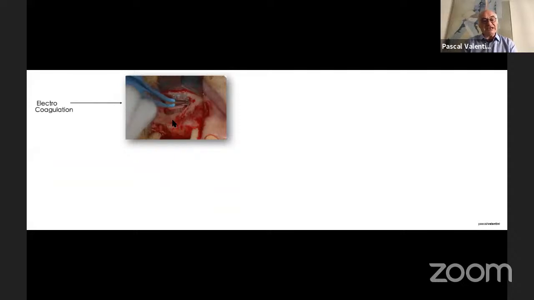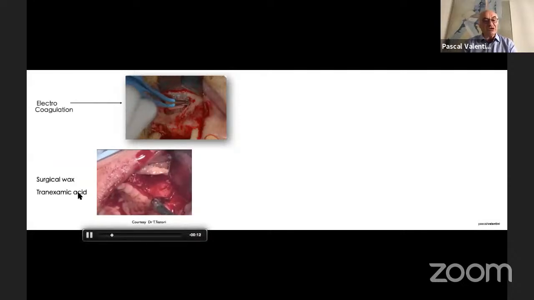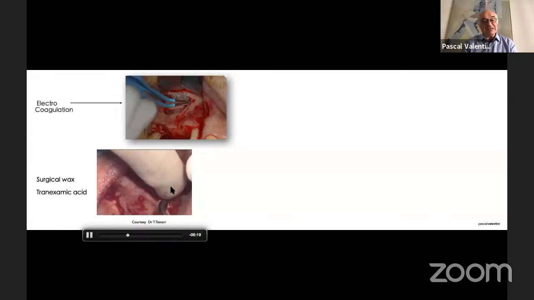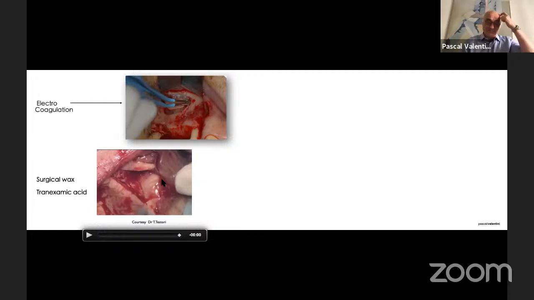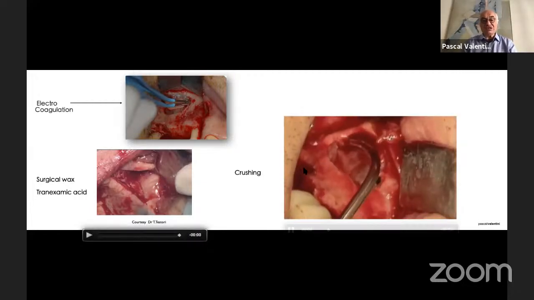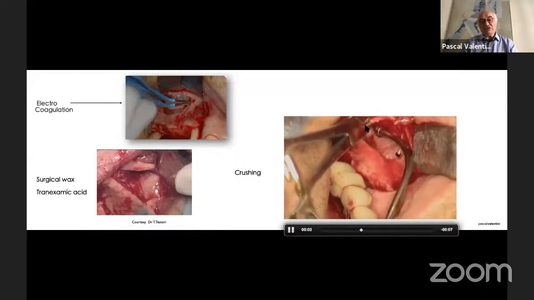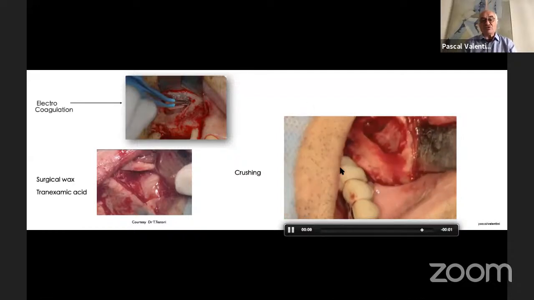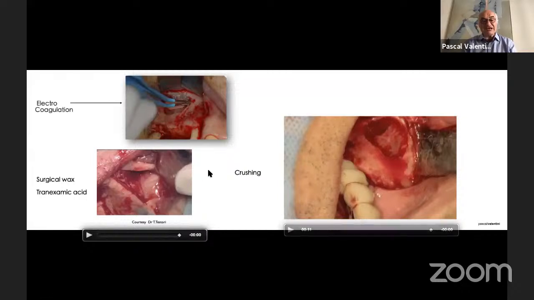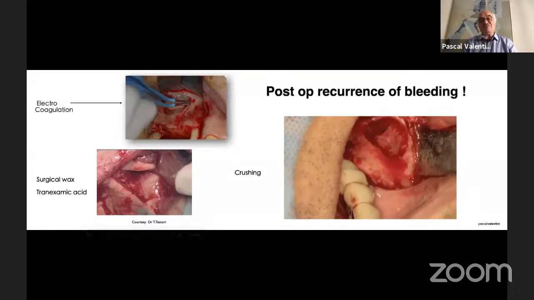Another way to manage the bleeding is to use surgical wax or tranexamic acid. But as with surgical wax, for example, in this nice video I got from my friend, Dr. Testori from Italy, the risk is that we can get some postoperative infection using surgical wax. Another way to manage the intraoperative bleeding is to use a clamp. And with those clamps, it's possible to crush the artery. But the risk with crushing and the use of tranexamic acid, for example, is the recurrence of postoperative bleeding.